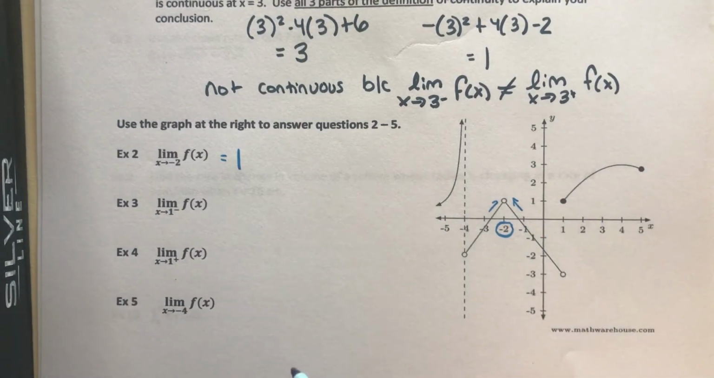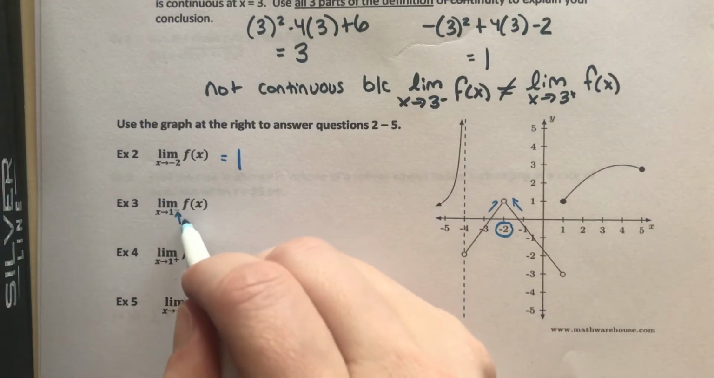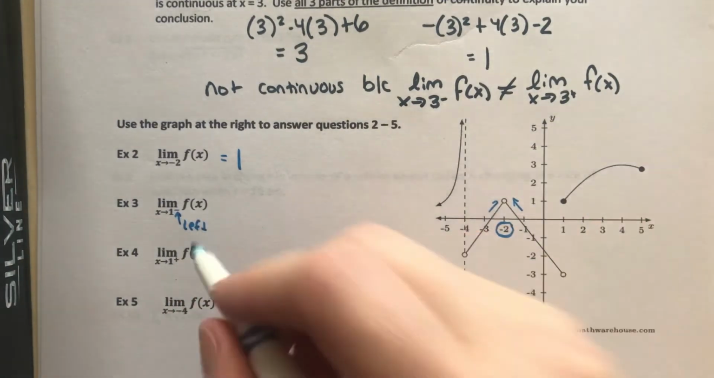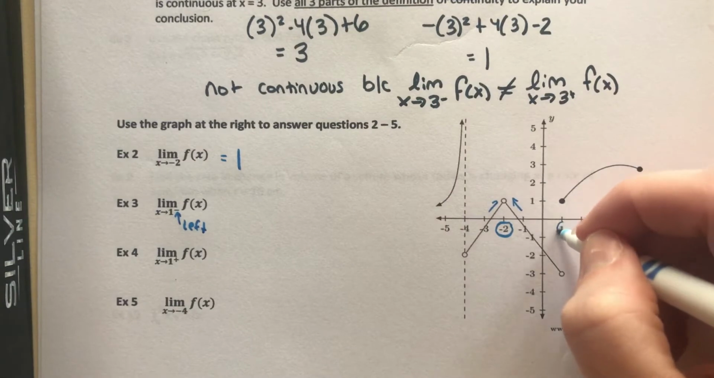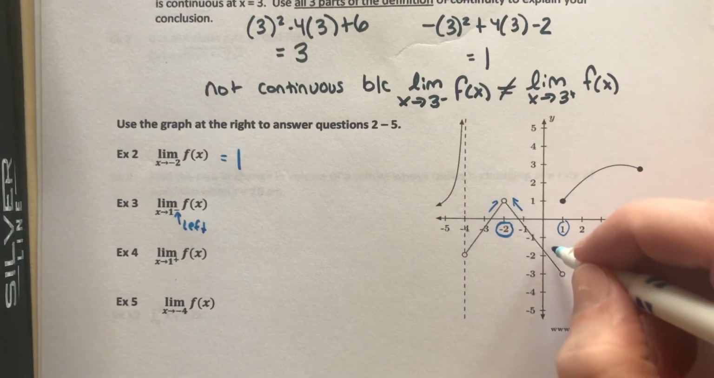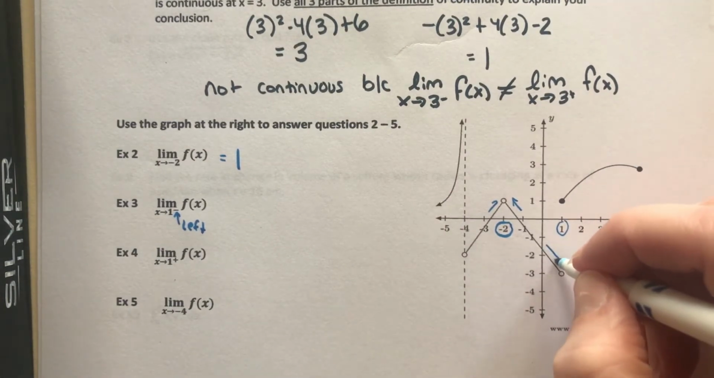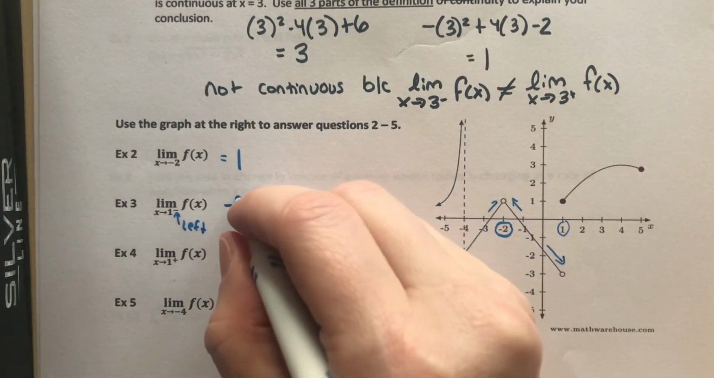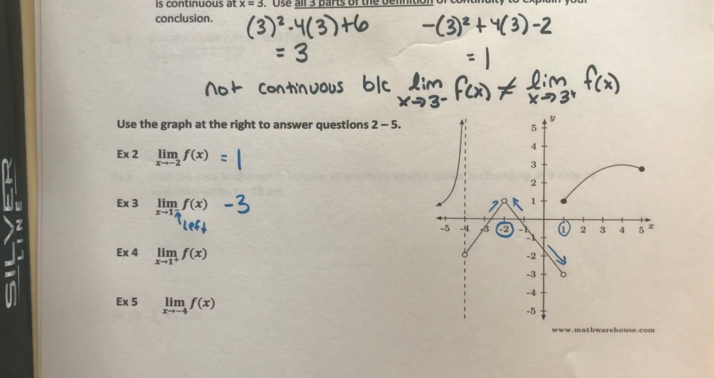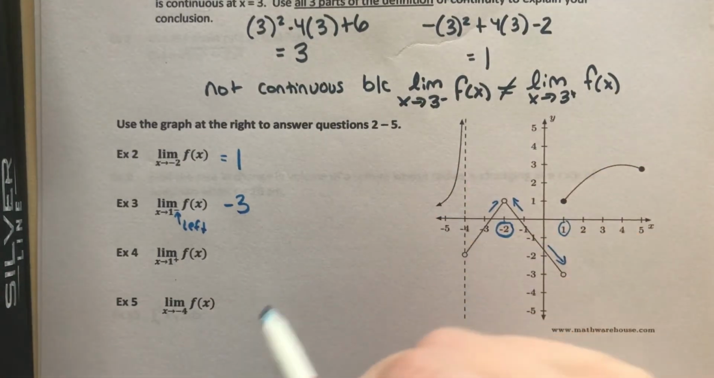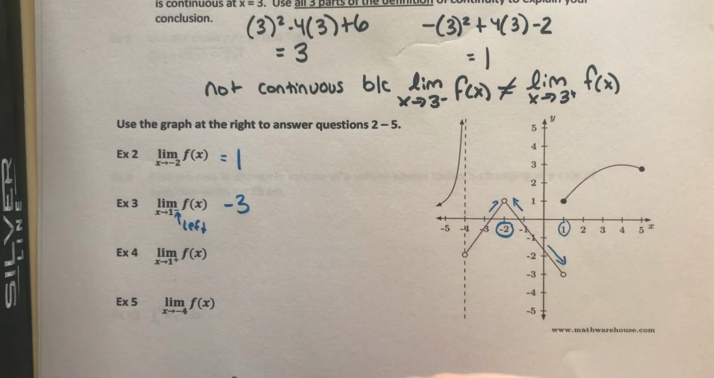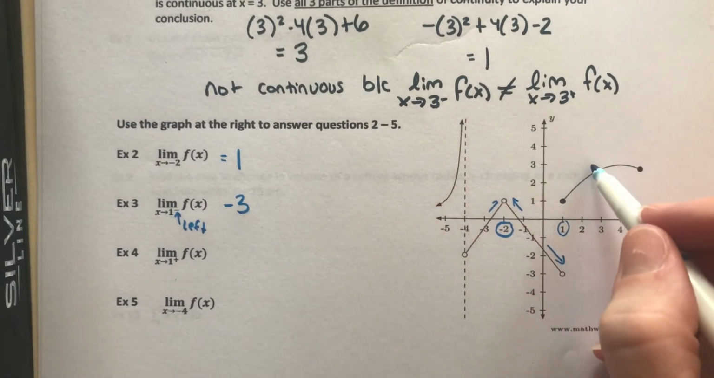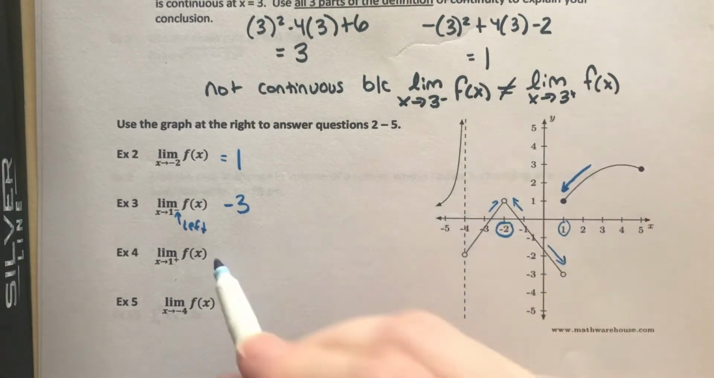Okay, number 3, the limit as x approaches 1. Oh, sorry, that says 1, and then this little negative here means from the left side. So I'm going to find 1 right here. I'm coming in from the left side. So if I look at the left side of 1, I look at this line right here, and it's headed toward a height of negative 3. Number 4, we want the limit as x approaches 1 from the right. So from the right side, our height is approaching 1.